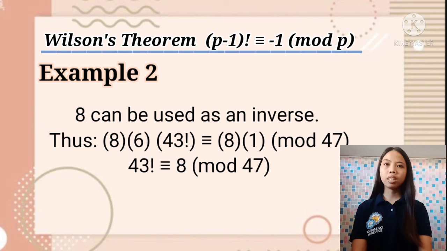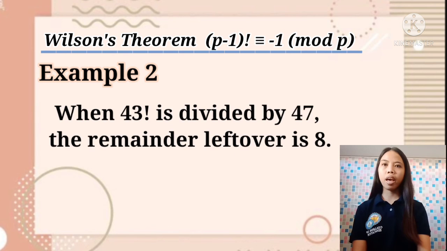Thus, 8 times 6 times 43 factorial is congruent to 8 times 1 modulo 47. And 43 factorial is congruent to 8 modulo 47. Hence, when 43 factorial is divided by 47, the remainder left over is 8.